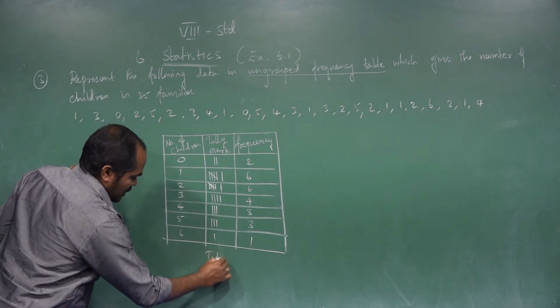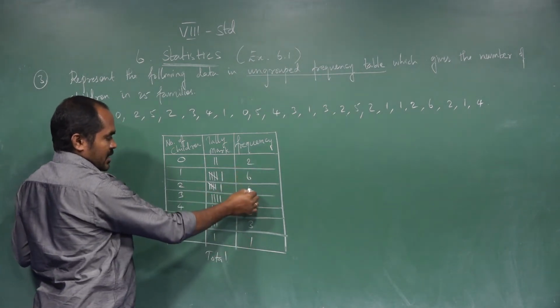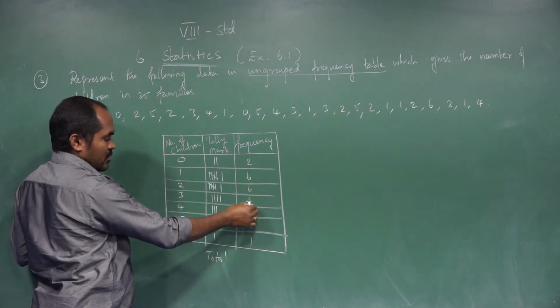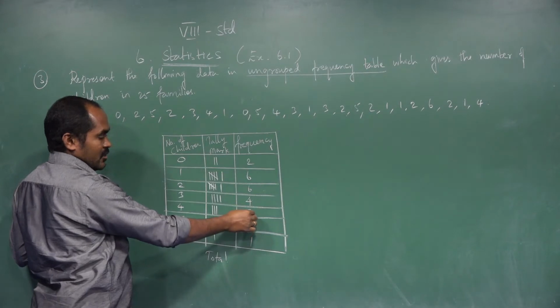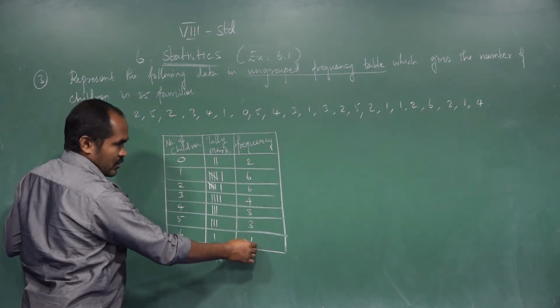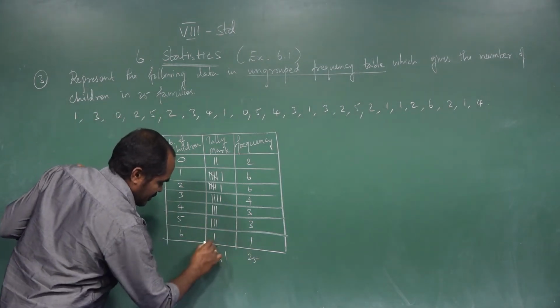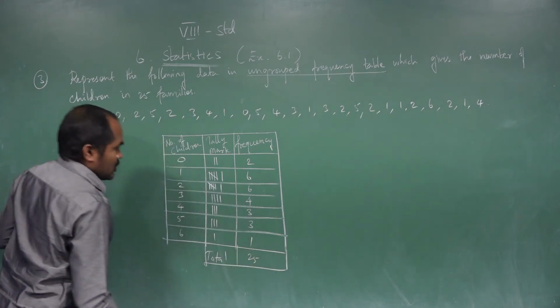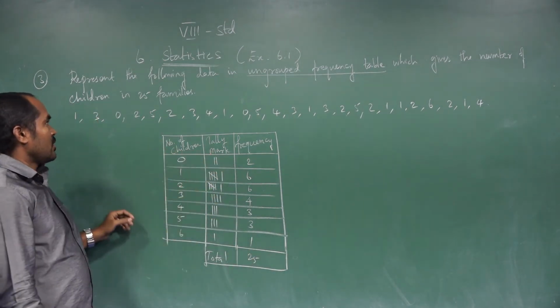So total: 2 plus 6 is 8. 8 plus 6 is 14. 14 plus 4 is 18. 18 plus 3, 21. 21 plus 3, 24. 24 plus 1, 25. So totally 25. So this is an ungrouped frequency table.